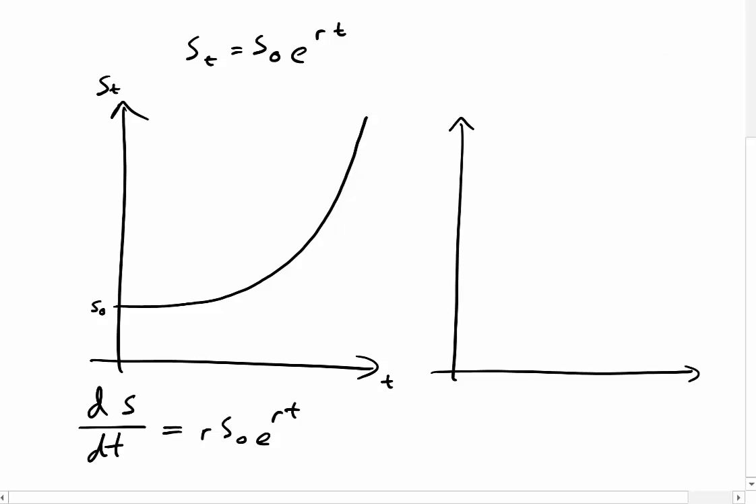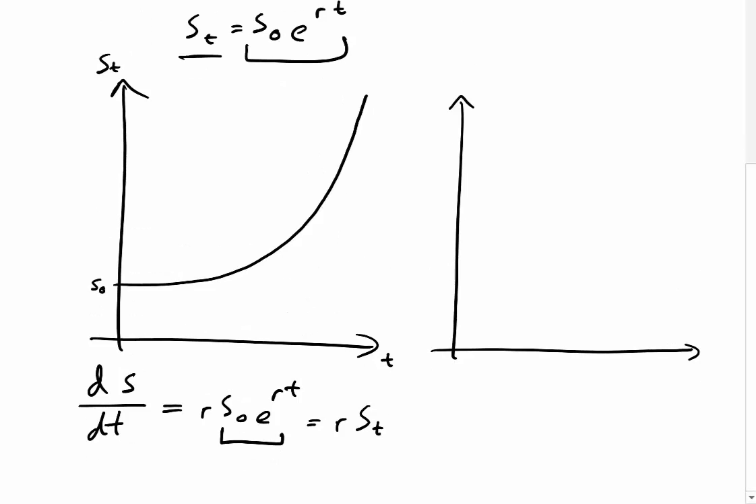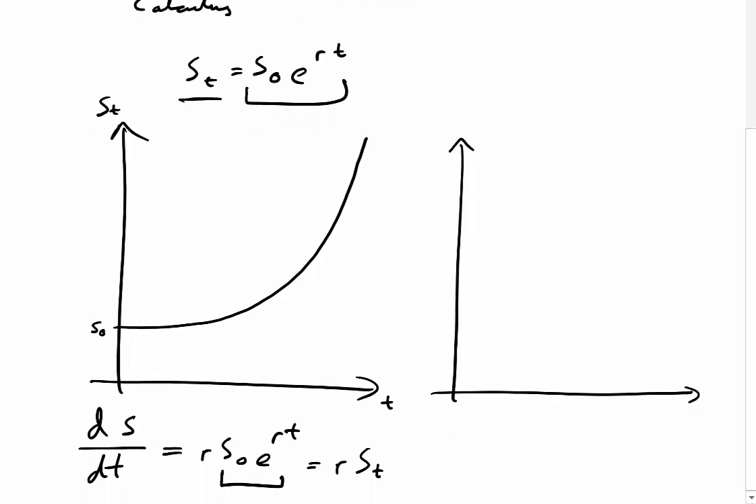So basically I can say that the derivative of my share price is r S_0 e^(rt). But look what S_0 e^(rt) is. That is S_t. So I can just rewrite this as r times my share price, so my rate times my share price. Okay, so this is what I would do using normal calculus.